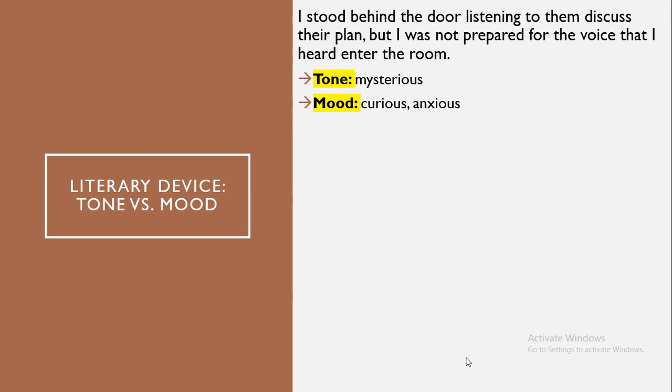It's okay if yours are not exactly like mine, but this is just to show you how you should be processing tone and mood. They should be along the lines of... you should not have anything like happy or delighted on your paper. It should be along the lines of mysterious, suspenseful, curious, anxious, however you want to have that.